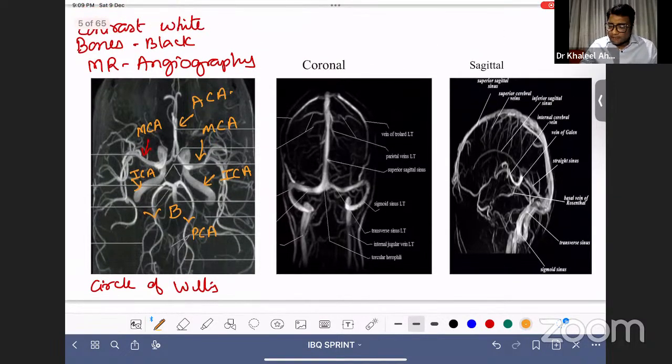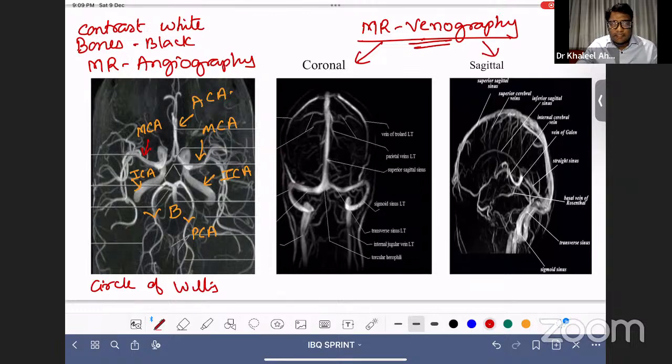And these are coronal and sagittal images of MR venography. When you see the dural venous sinuses, not the circle of Willis, you call it venography. The contrast is white and the blood vessels show the opacification, right? The dural venous sinuses are seen. So you call it venography, dural venous sinuses on a coronal and a sagittal image.